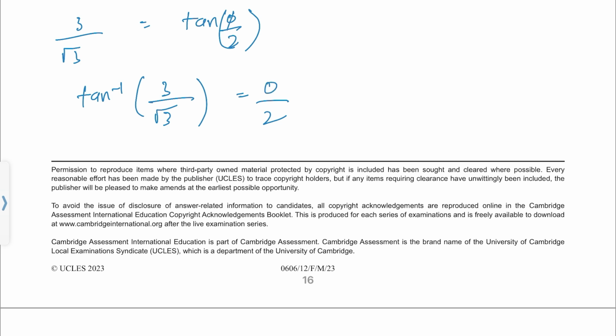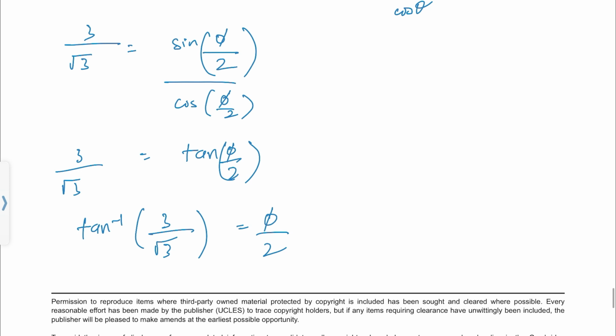3 over root 3 is equal to phi by 2. Tan inverse of 3 over root 3, this is in radians exactly, would give us phi by 2 is pi by 3. So phi is 2 pi by 3, and the range is minus 4 pi to 4 pi.